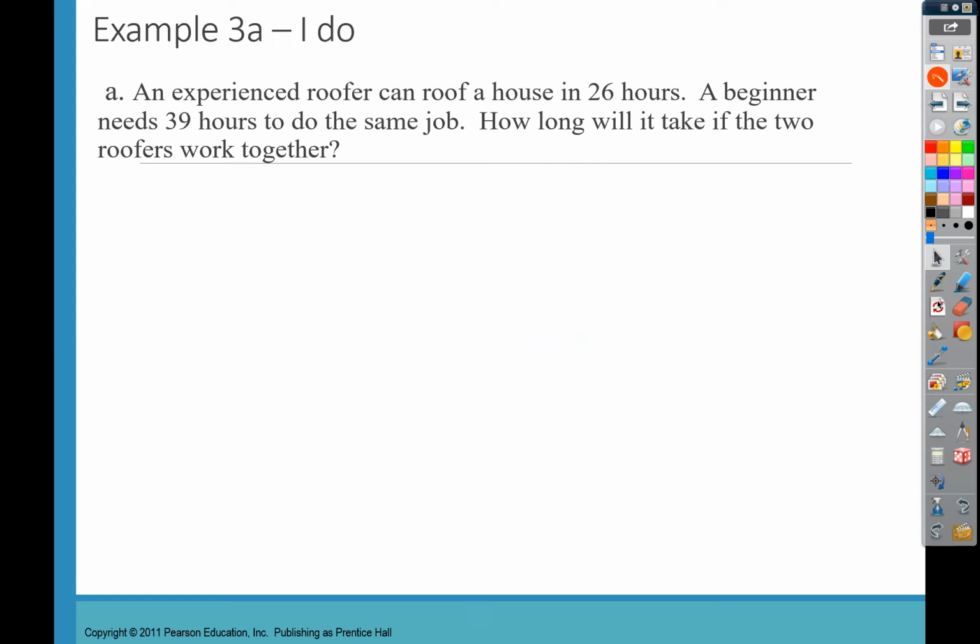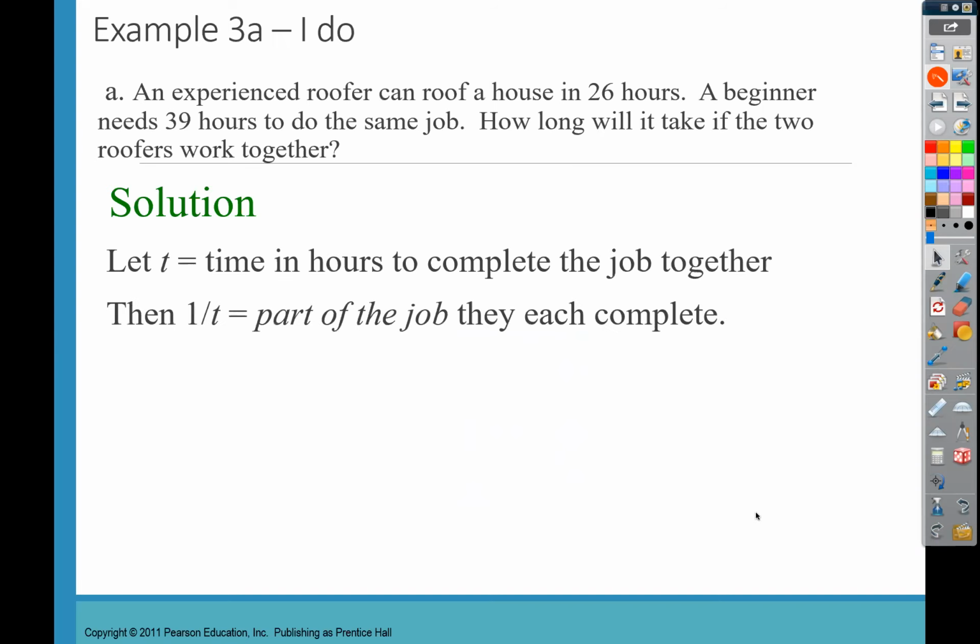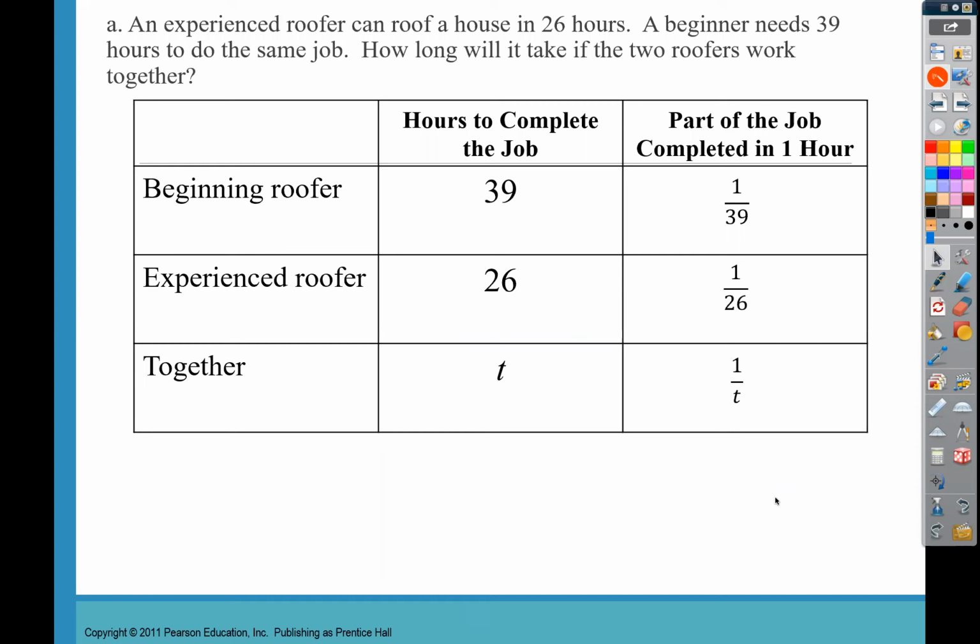An experienced roofer can roof a house in 26 hours. A beginning roofer needs 39 hours to do the same job. How long will it take if both of them work together? So we're going to let T equal time in hours to complete the job together. Then 1 over T is the part of the job they both complete. So you can set it up in a table if you'd like.